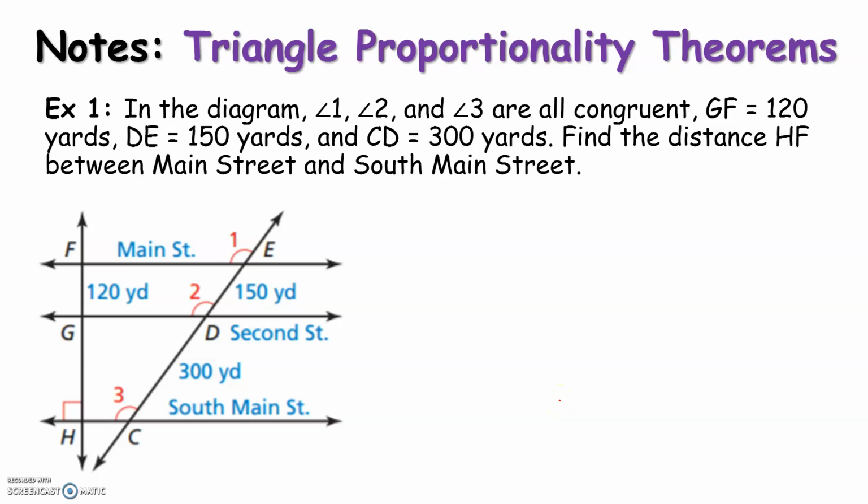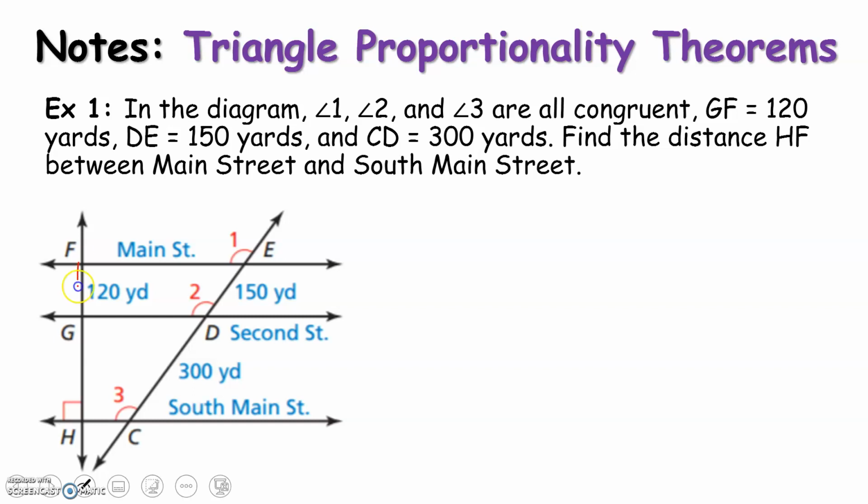Example 1. In the diagram, angles 1, 2, and 3 are all congruent. That is, our corresponding angles are congruent. Thus, F, G, and H are parallel by our corresponding angles converse. GF is 120 yards. DE is 150 yards. And CD is 300 yards. Find HF between Main Street and South Main Street.